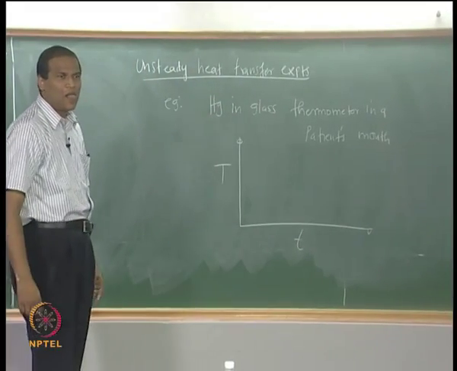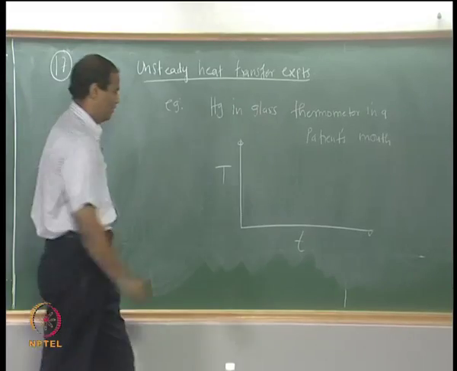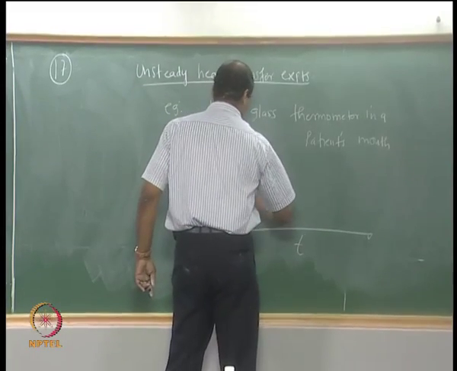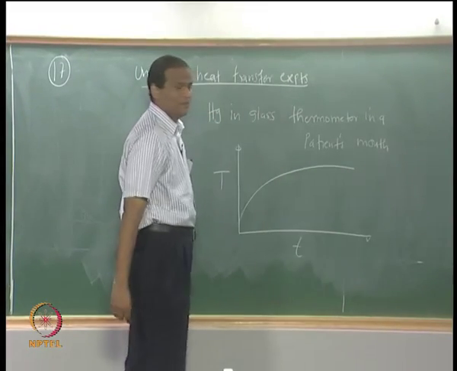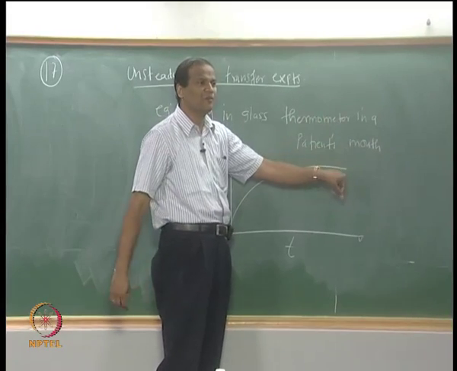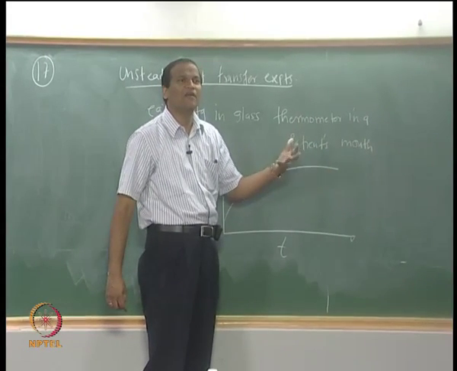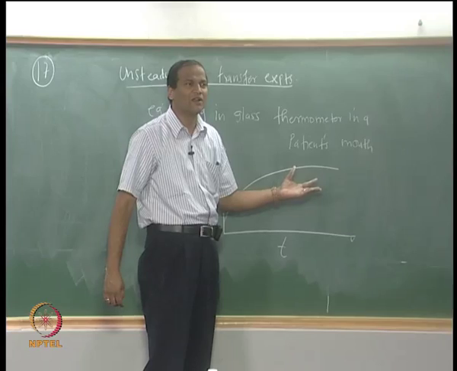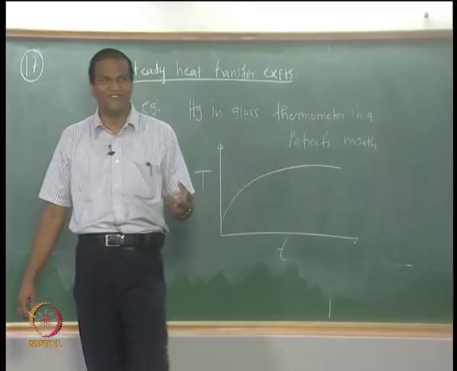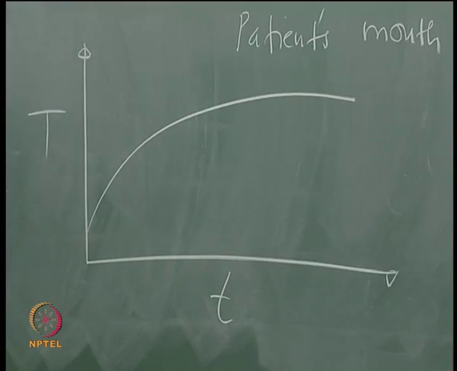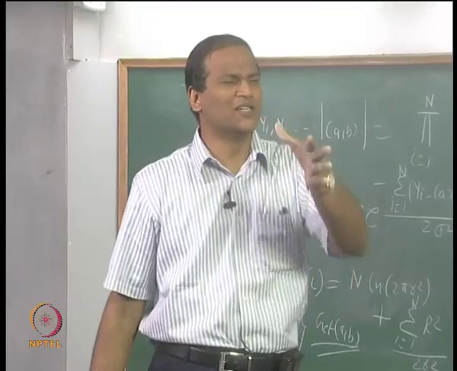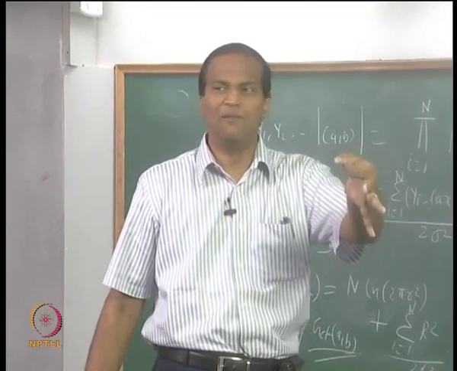The doctor keeps it. Yes, sir. Exponential. When will it reach the core temperature of the human body? Infinite time. So what is infinity for the doctor? 2 minutes. In 2 minutes you will get 99% of the information, because the mercury in glass thermometer is so designed that the time constant is very small.